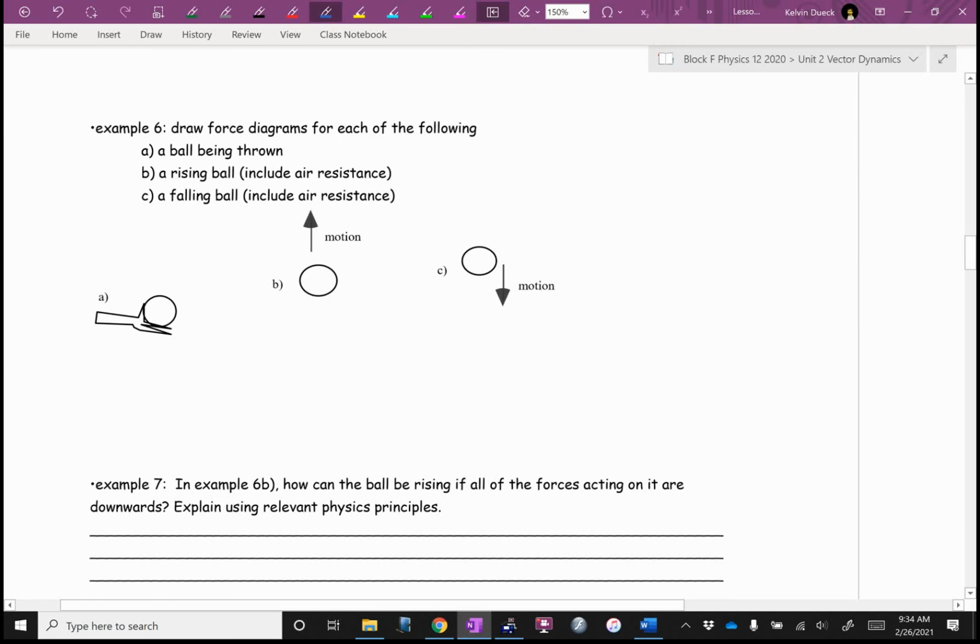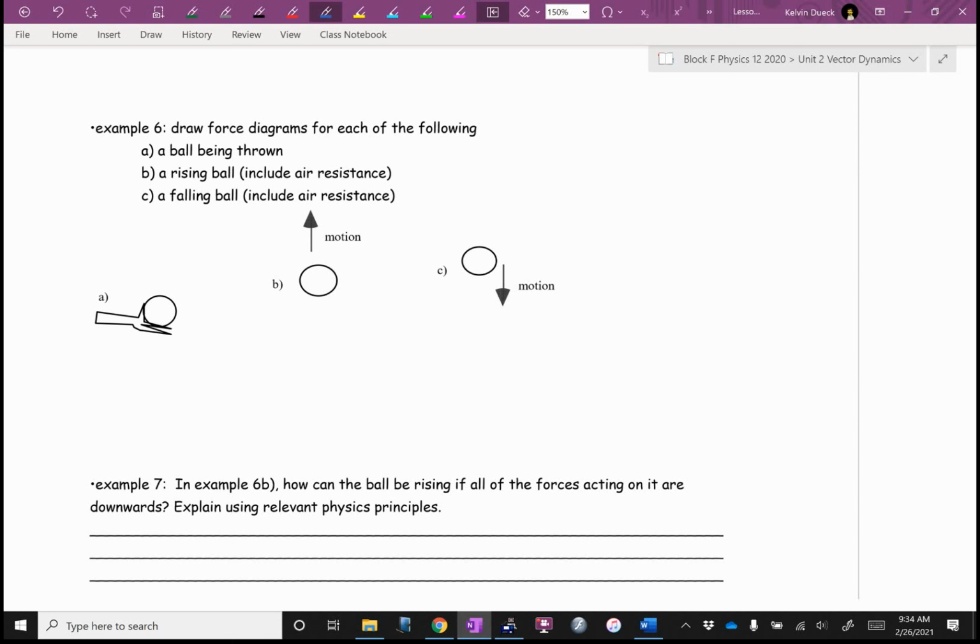So example 6, it says, draw force diagrams, free body diagrams, for each of the following. Situation A, it's a ball being thrown. Situation A is while it's in my hand on the way up before I let it go. Situation B is after I let it go while it's on the way up. Situation C is while it's on the way down before I catch it. So situation A is right here. Situation B was right there. Situation C is right there.